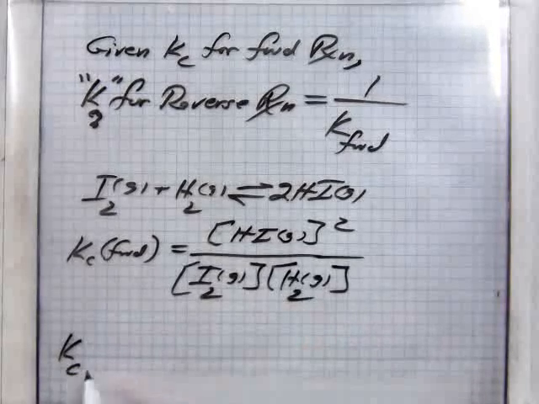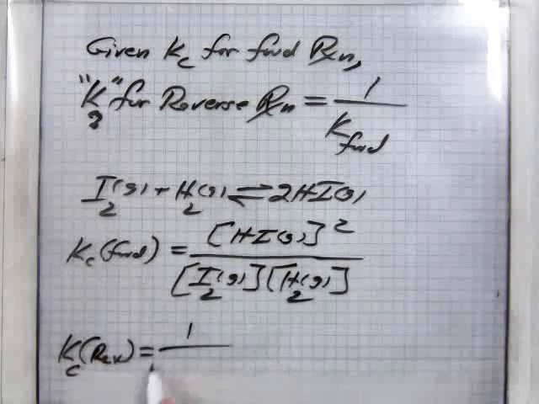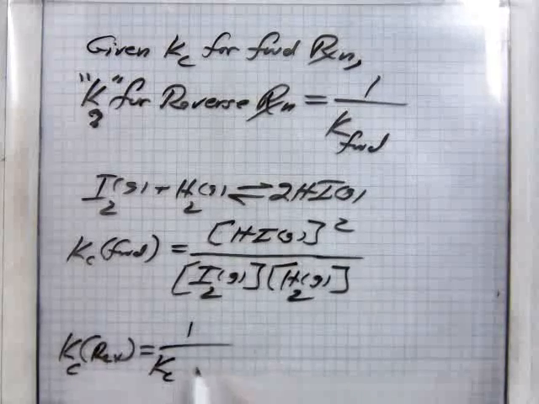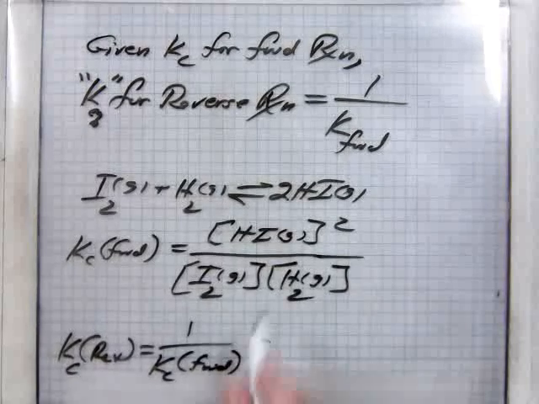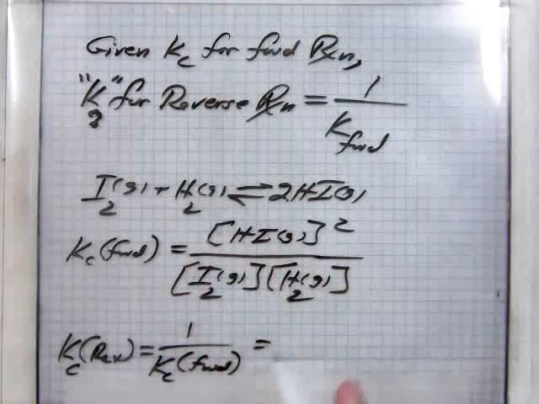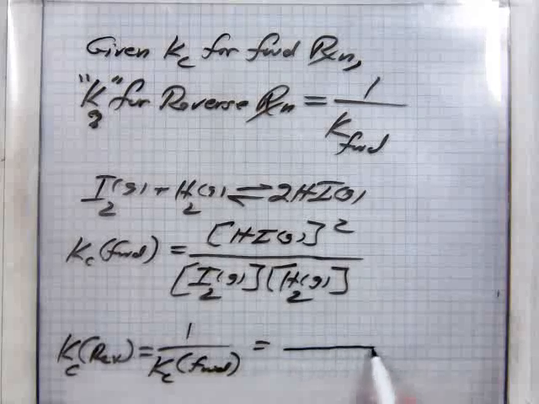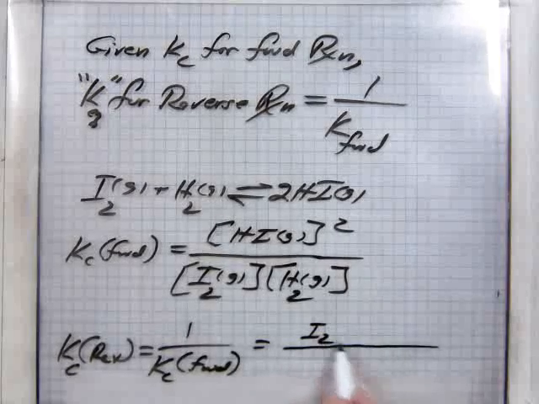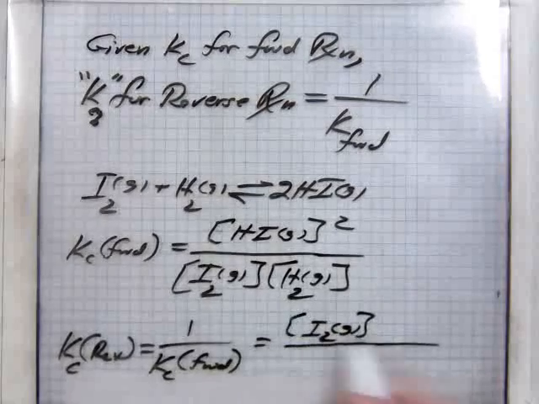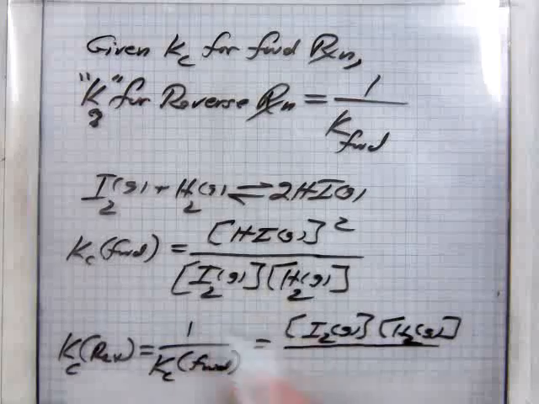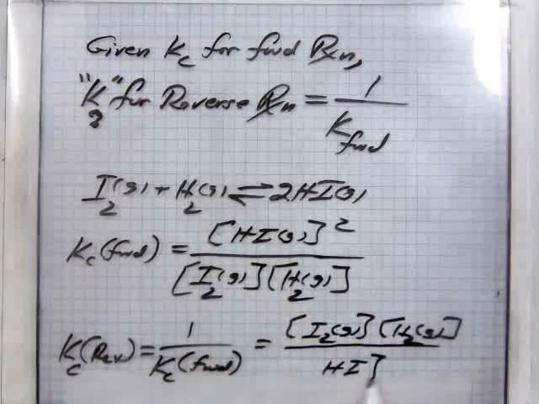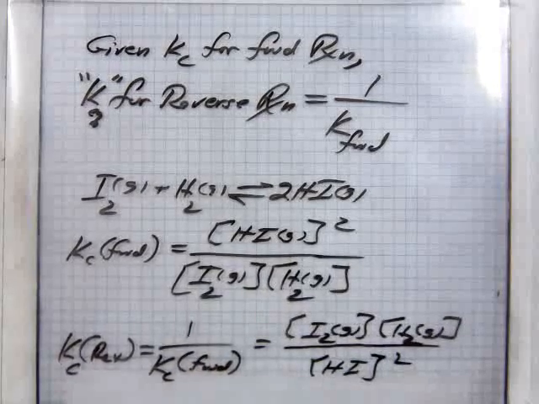So Kc reverse equals 1 over Kc forward, which is just the reciprocal of that. You turn it upside down, and you would have I2 gas, H2 gas over HI squared. Everybody good on that? So it's just flipping it over.